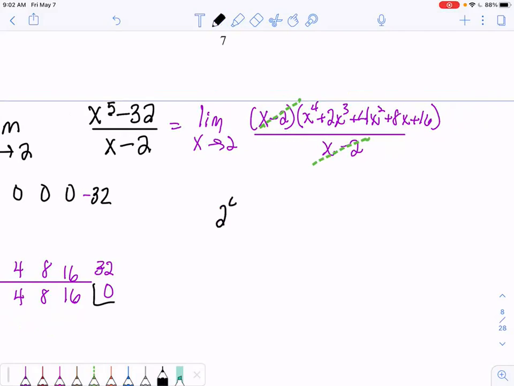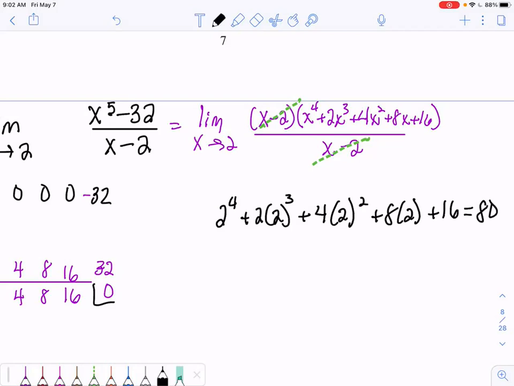So now you would have 2 to the 4th, and then 2 times 2 cubed, 4 times 2 squared, 8 times 2, and then plus 16. All of that is equal to 80. So the limit would be equal to 80.